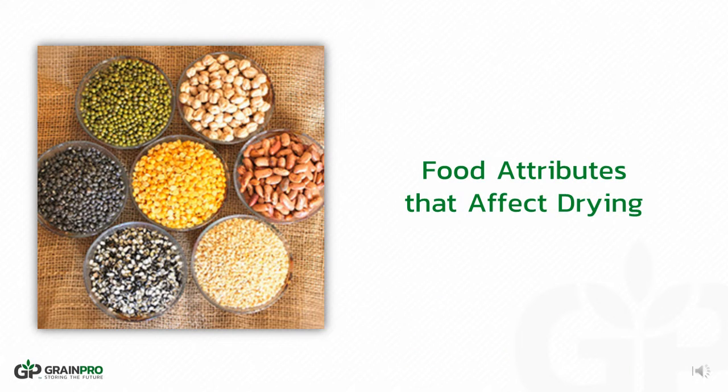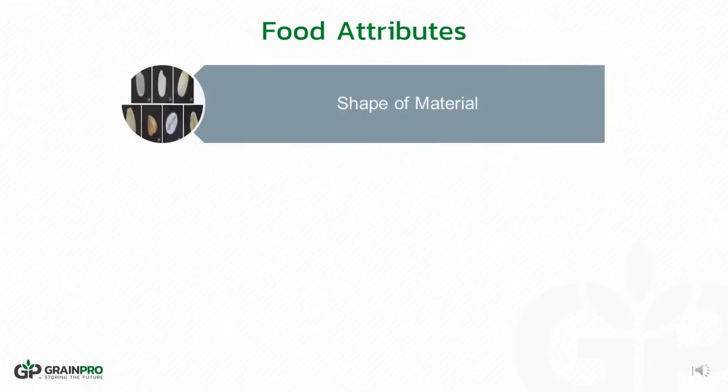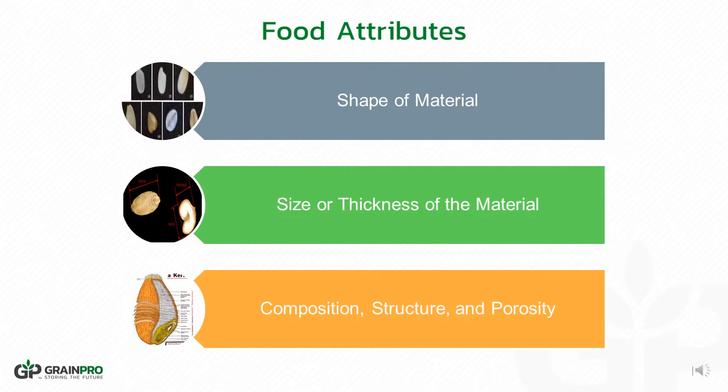Safe moisture levels for storage depend on grain variety, length of storage, structure, and climate. There are numerous factors which must be taken into account for successful drying. Here are some food attributes that affect the drying process.